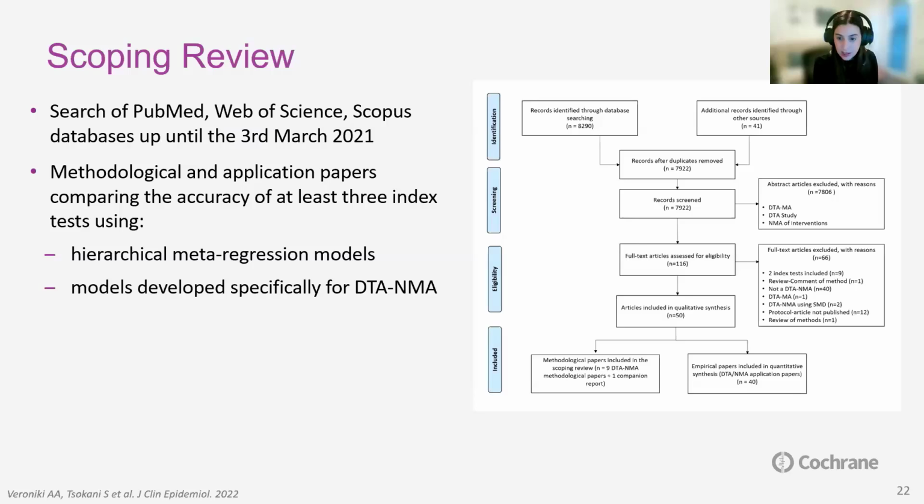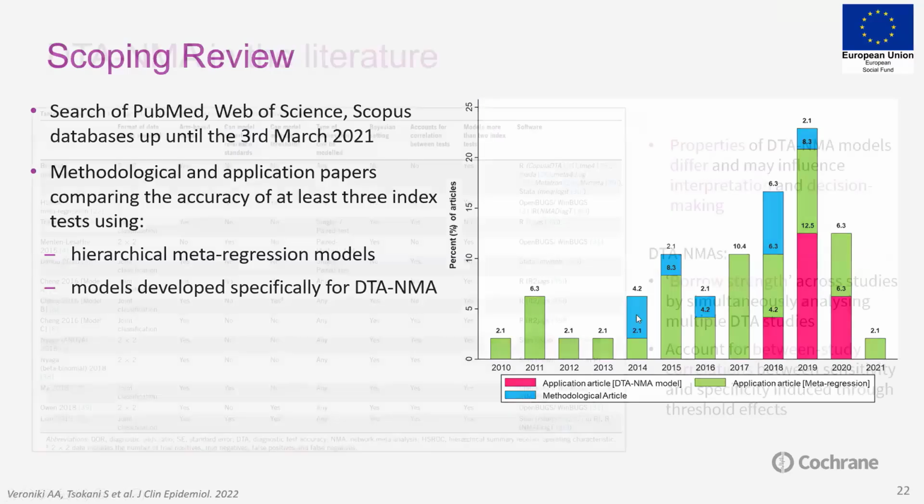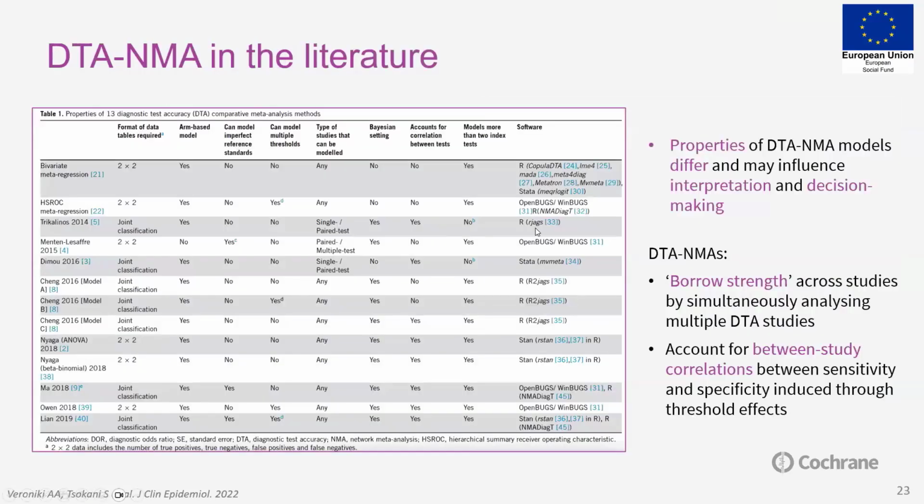Our search yielded 50 publications in total, 10 of which were methodological and 40 application papers. We can observe the distribution of eligible publications that were finally included beginning in 2010, with the first methodological paper appearing in 2014. Across these 10 method publications, there were 11 models described, plus the 2 hierarchical models using the meta-regression approach. The properties of these models differ, and these differences may impact the interpretation and consequently decision-making.